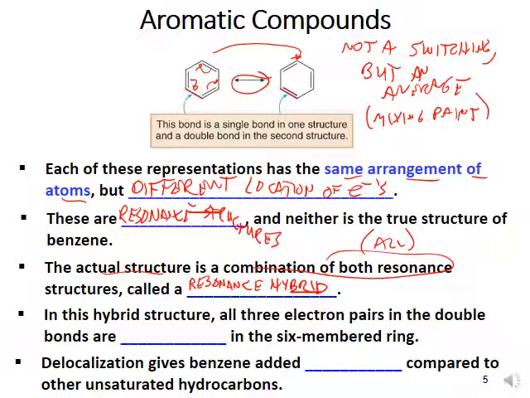Okay, and in this hybrid structure, all three electron pairs in the double bond part are delocalized, which means they sort of float up above and below the flat plane of the single bonds of the ring structure. So if you looked at it from the side, the electrons are sort of up here and down below.